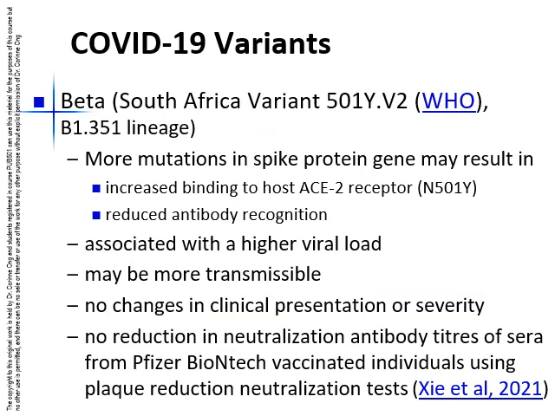The second variant of concern that has been reported is the South Africa variant, which has even more mutations in the spike protein gene. This has caused increased binding to the host ACE2 receptor, as well as reduced antibody recognition. This variant has been associated with a higher viral load and higher transmissibility. As far as we know, there have not been any changes in clinical presentation or disease severity in cases infected with this variant. Although since this particular variant is newer than the UK one, studies have yet to be carried out to determine if this is really the case.